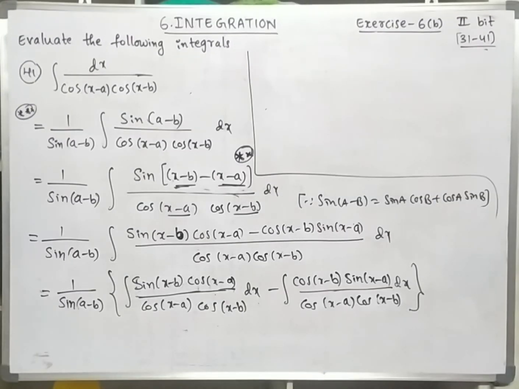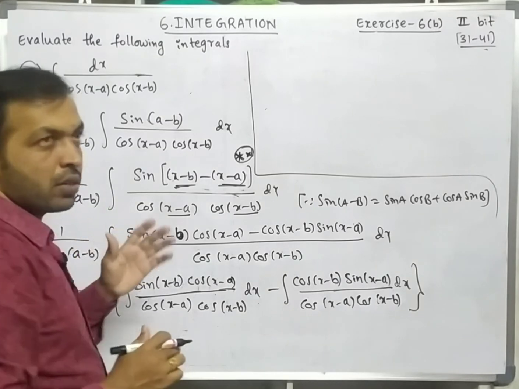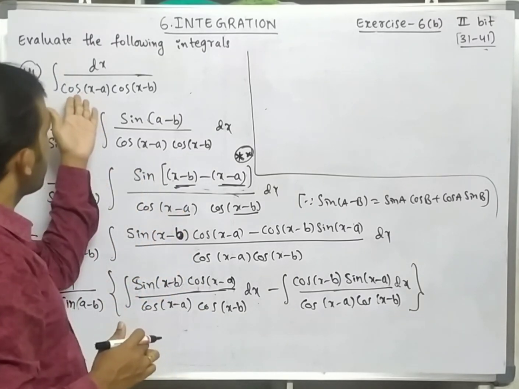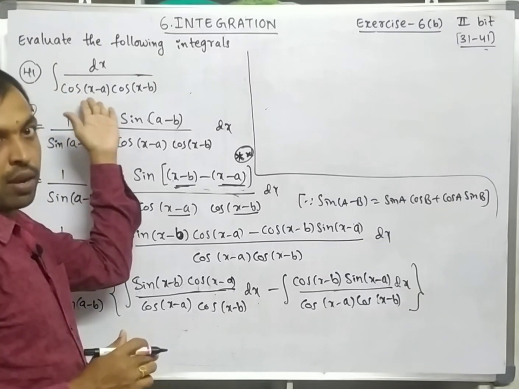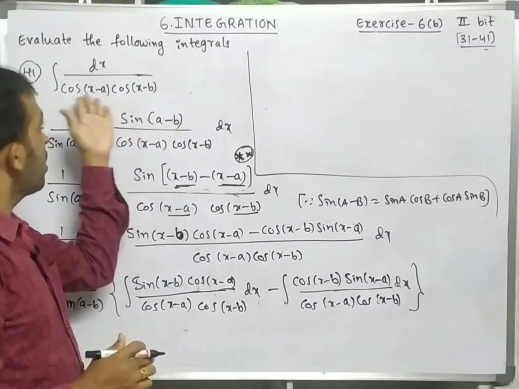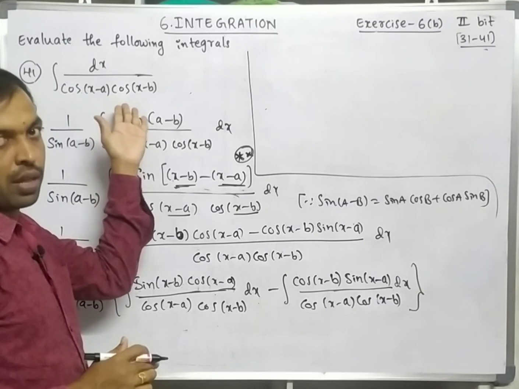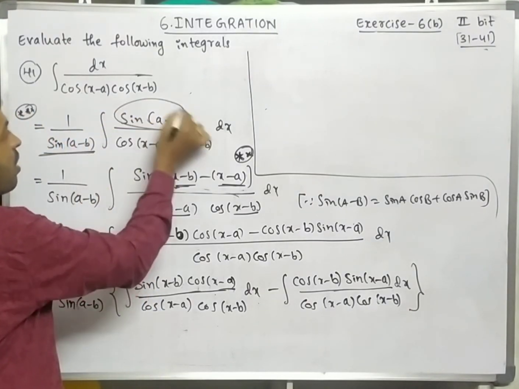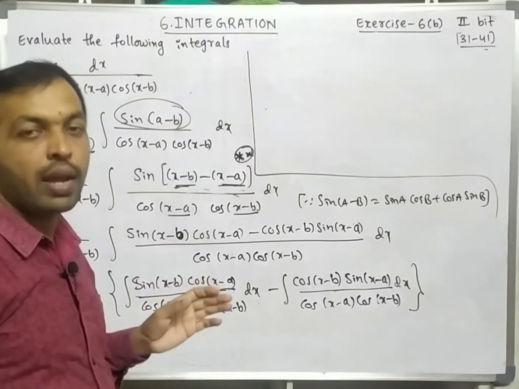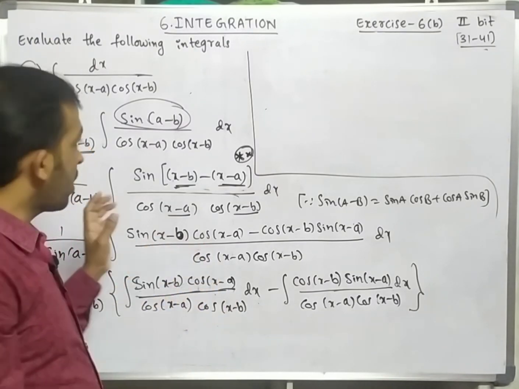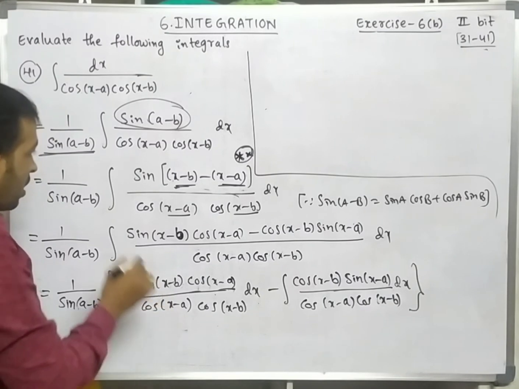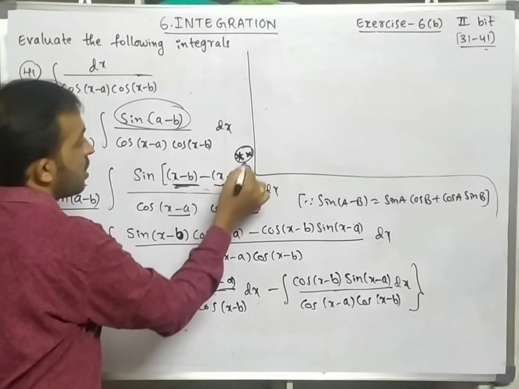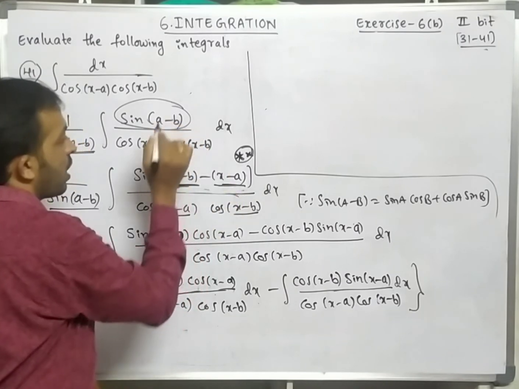Next problem, last problem of this second bit. This is also similar to the previous problem, 40th problem. In the previous problem we had sine of x minus a sine of x minus b in the denominator, but here we have cos of x minus a cos of x minus b. Multiply numerator and denominator with sine of a minus b or sine of b minus a, no problem. Here the conversion is important. If we simplify this one, you will get a minus b only.